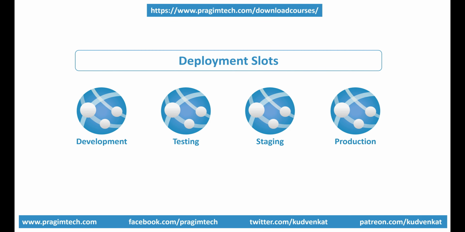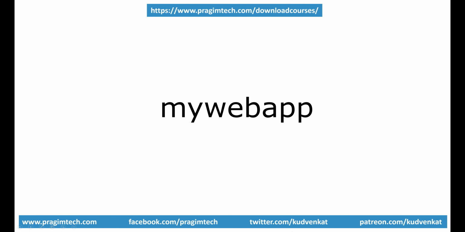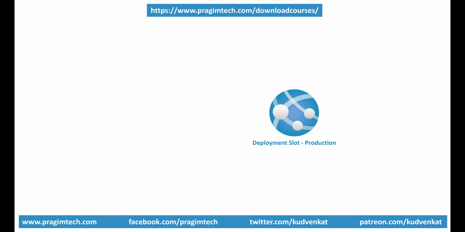So, what are deployment slots? Azure deployment slots are very useful. They allow you to run multiple versions of your application code on the same infrastructure. Let's understand the use of deployment slots with an example. Let's say you have a web application with the name My Web App, and this application is deployed in Azure. By default, it gets the URL mywebapp.azurewebsites.net. This is your production version of the application, and your users are able to access and use it.